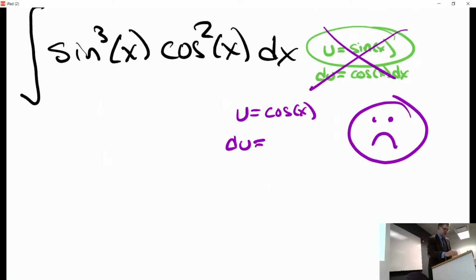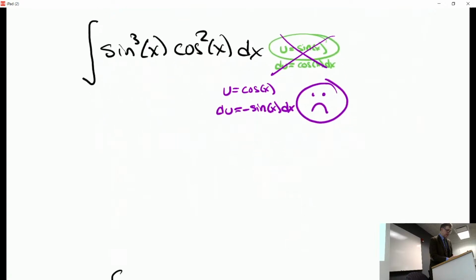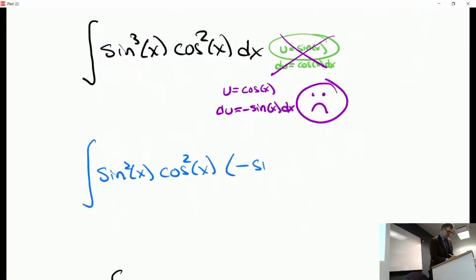Okay, next person. Rachel P., what is the derivative of cosine? It is negative sine. Very nice. So if I made this particular substitution, let's see what this is going to look like. I'm going to go ahead and barrel on ahead blindly, maybe not so blindly because I know where this is going. Times negative sine of x dx.